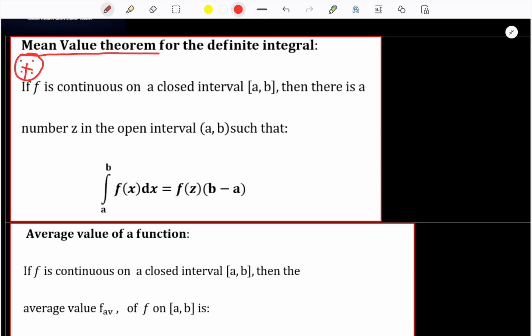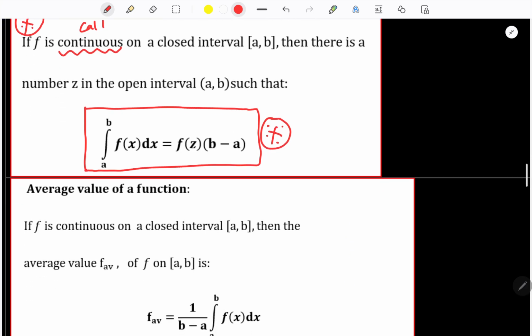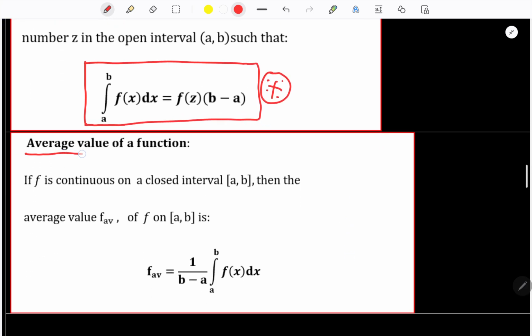What is that? If f is continuous on a closed interval [a, b], you already studied what is continuous in calculus 1, and there is a number z in the open interval (a, b) such that integral a to b f of x dx equals f of z times (b minus a). Very easy. This statement you need to memorize. Now the next definition you are going to see is the average value of a function.